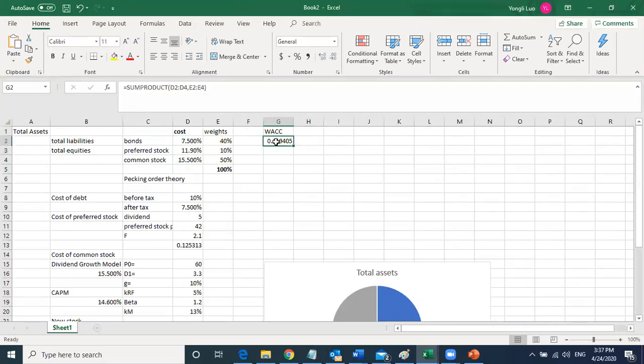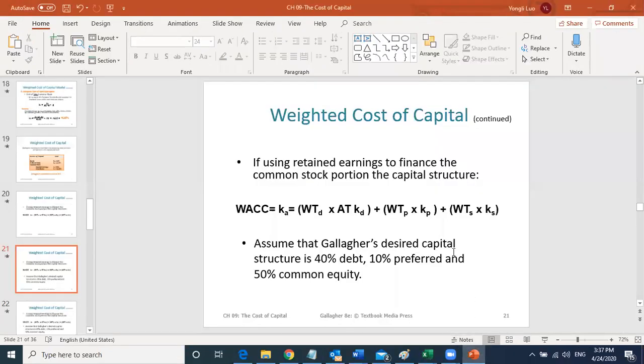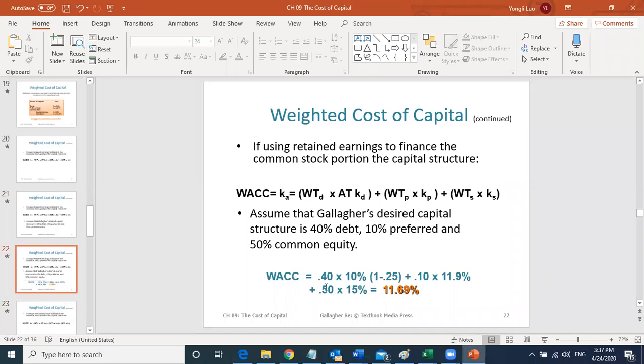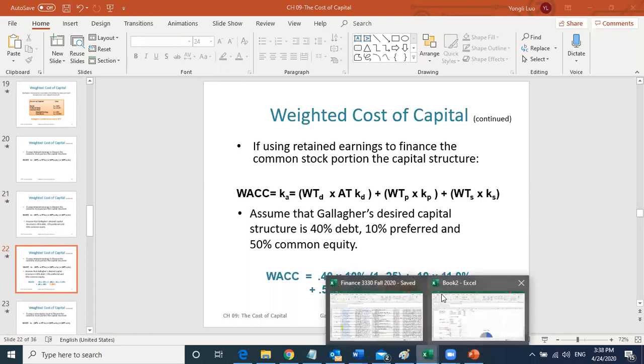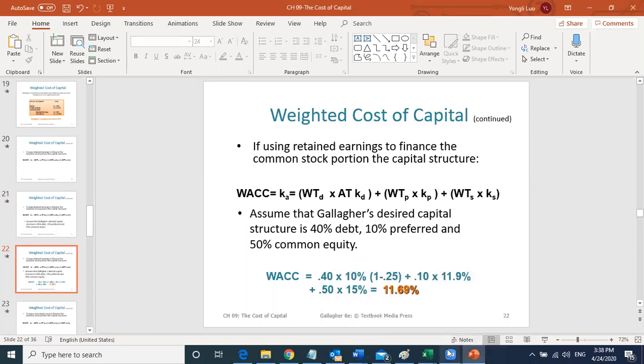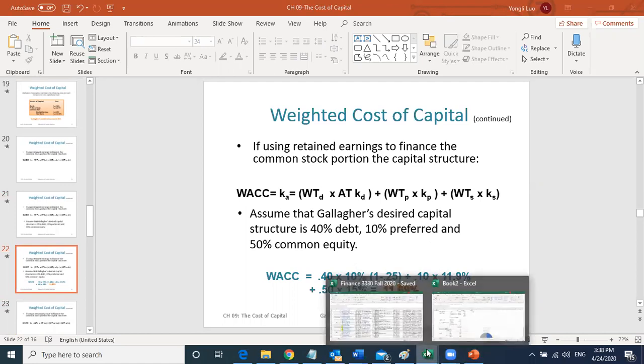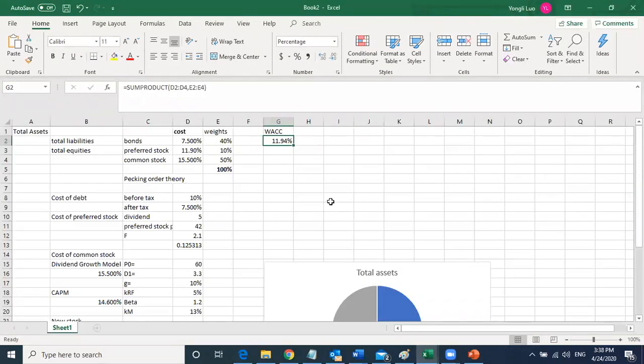So that's how you calculate the weighted average cost of capital. It's 11.94%, right? So this is the weighted average cost of capital. They use 15%, but that's fine, it's very close to what we got here, because they're rounding to one decimal and we rounded to 2 decimals. Any questions?